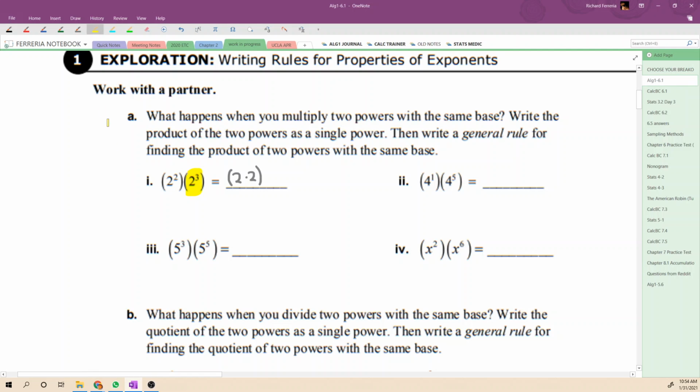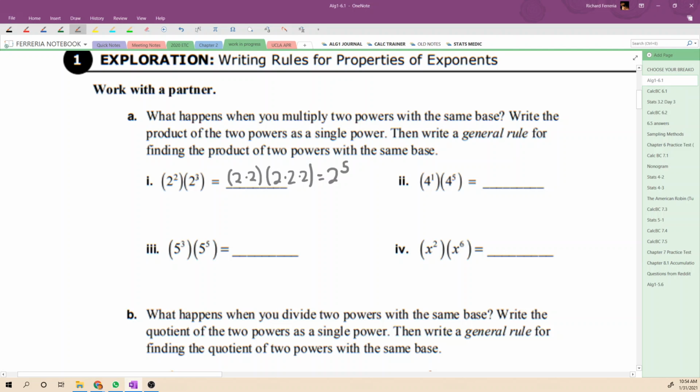Now similarly, that 2 to the third power, we're going to just multiply 2 by itself 3 times. And when you put all of this together, you notice that you actually have 2 to the 5th power, because we have 1, 2, 3, 4, 5 2's written down here.